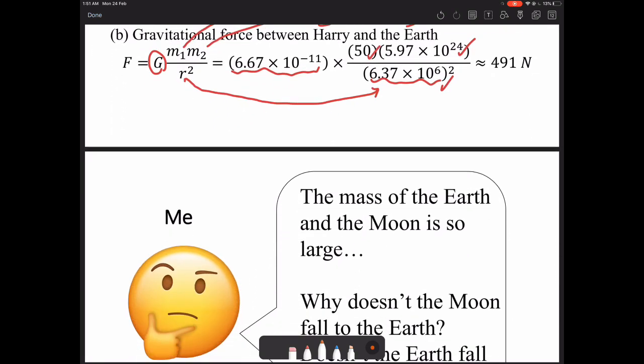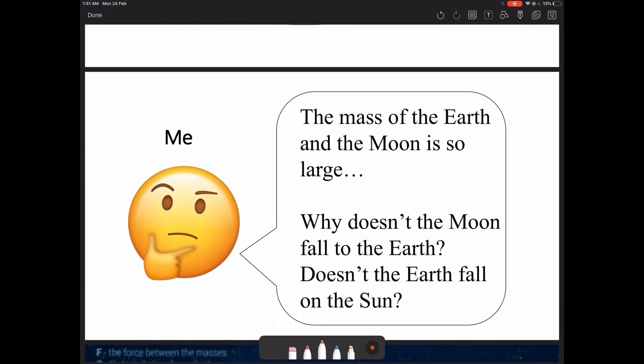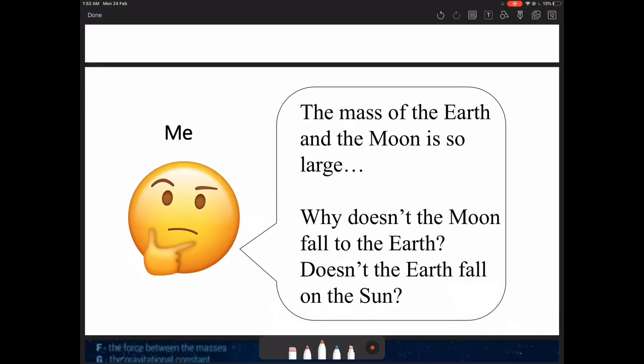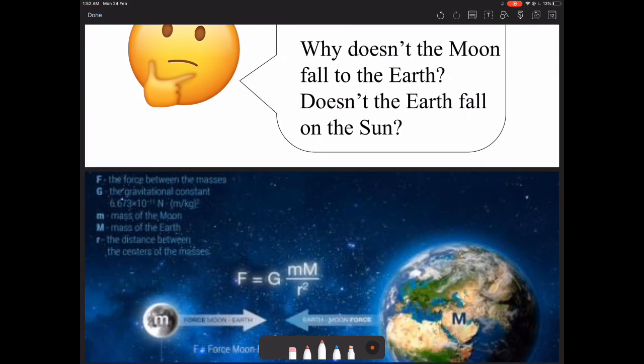But now, I've got a new question for you. If the masses of the Earth and the Moon are so large, then why doesn't the Moon fall to the Earth? And doesn't the Earth fall onto the Sun? They should have a very big gravitational force on each other, right? Because the two masses are very large. Why is that the case? Could you search and tell me later?